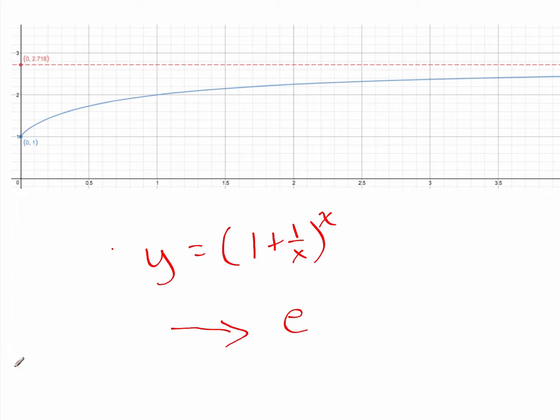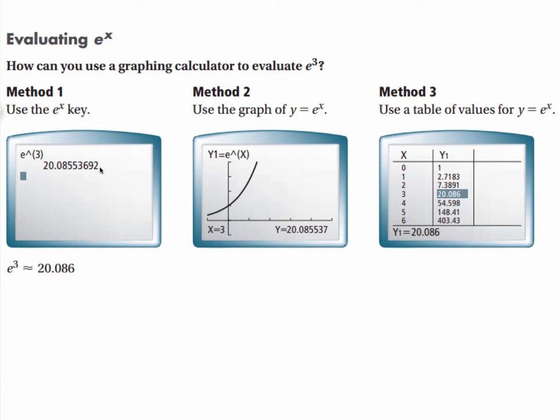It occurs so often in natural phenomena in the world that it's got its own number, its own letter. There are ways you can evaluate e on your calculator. Suppose you want e cubed. All the calculators have an e to the x key. You need to look at your calculator to see how it works.